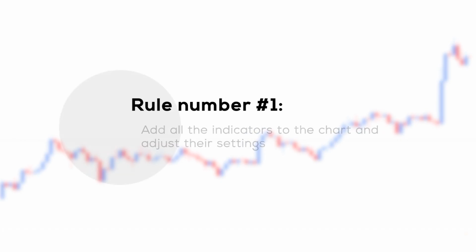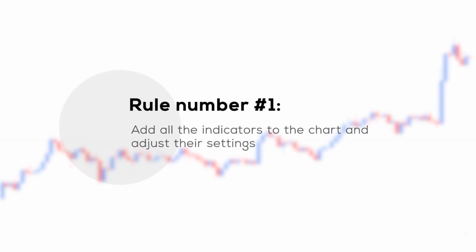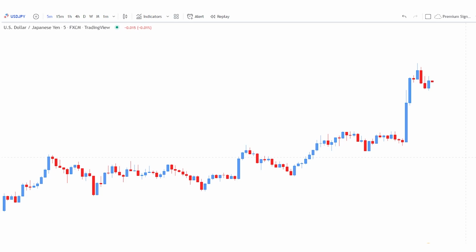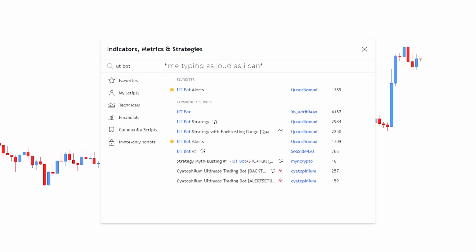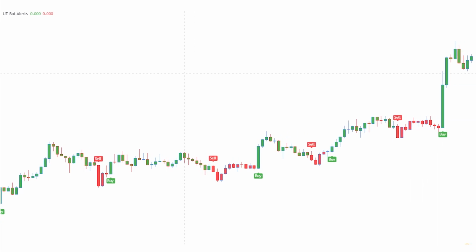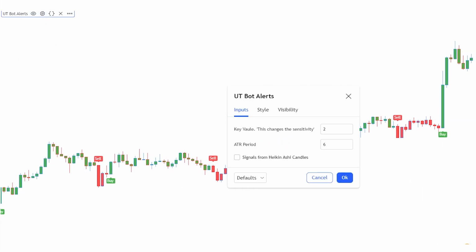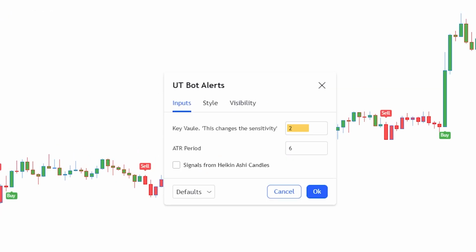So let's begin with the most important thing, and that is to add an indicator to the chart. Open up the tradingview.com platform and click onto the indicator section. Start typing UT Bot Alerts, and this will be the one by Quant Nomad. Since you've got this now on your chart, navigate to the settings just over here into the input section and change the default values to 2, and the ATR period will be a value of 6.